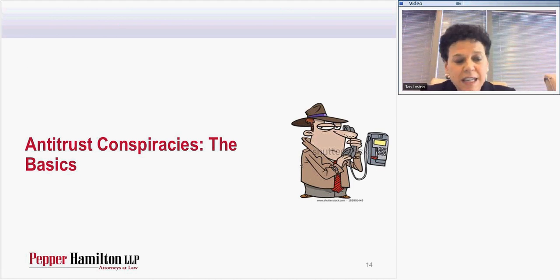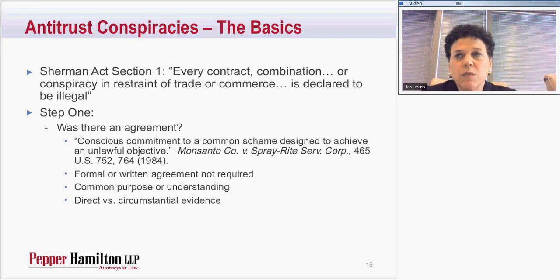So now to go over some of the antitrust basics, as I call them. These cases, what we're going to focus on today, really are Section 1 cases, Sherman Act Section 1. And Section 1 says every contract, combination, conspiracy, and restraint of trade or commerce is declared to be illegal. And that is really a two-step analysis. One is, was there an agreement? And there are reams and reams of cases and discussions and analysis on was there an agreement. An agreement is defined by the Supreme Court as a conscious commitment to a common scheme designed to achieve an unlawful objective.